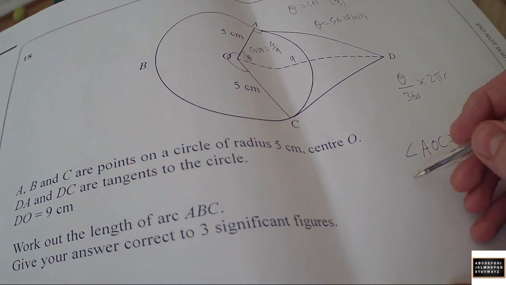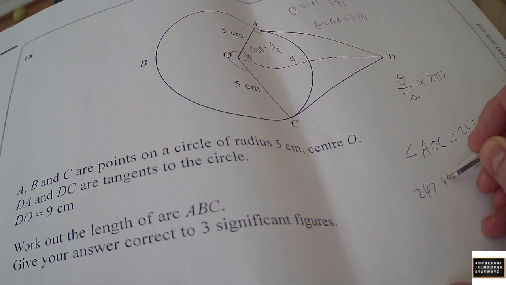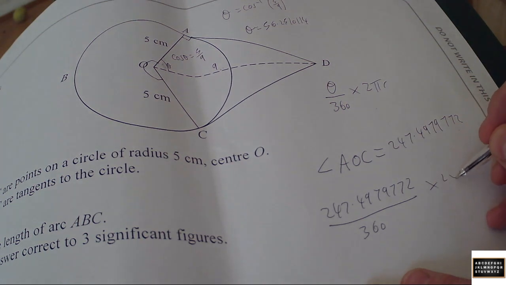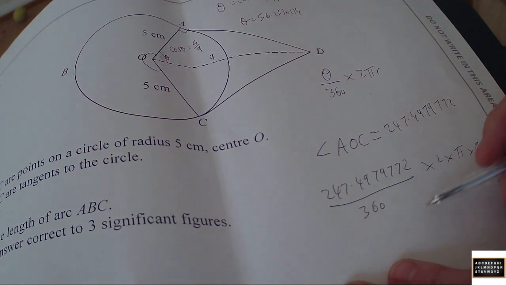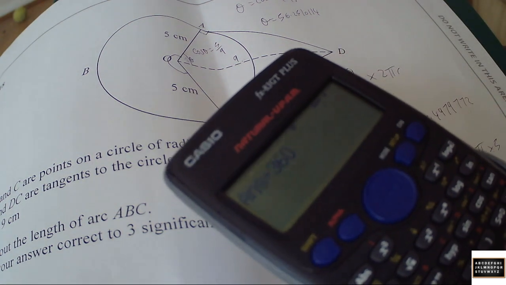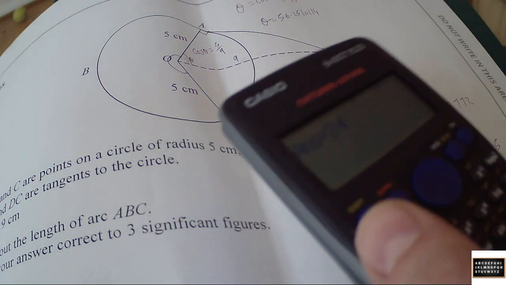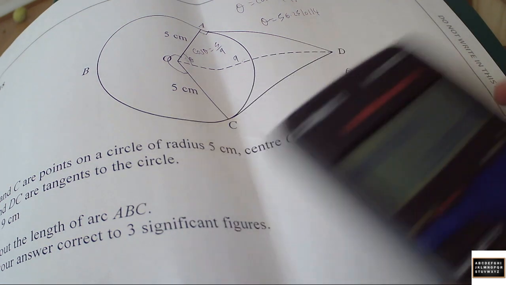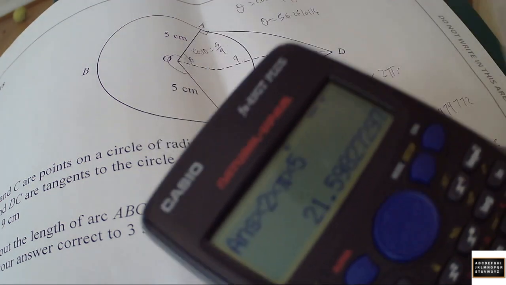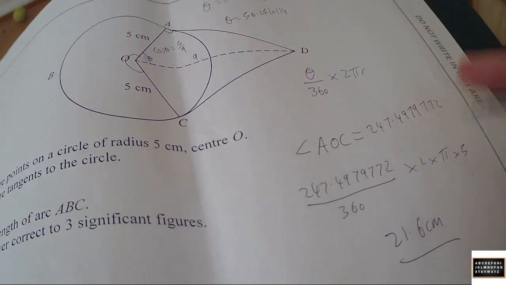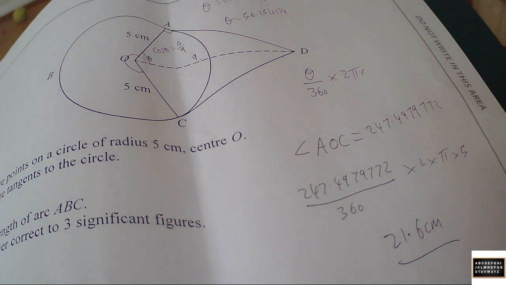I've got the relationship that I need, so we're going to do 247.4979772 divided by 360 times 2 times pi times the radius, which is 5, and then put that into the calculator to work out my answer. So I've still got 247 there from earlier. I'm going to divide by 360, then times that by 2, times that by pi, times that by 5. That will give me my answer. I want it to 3 significant figures, so 21.6 to 3 significant figures.